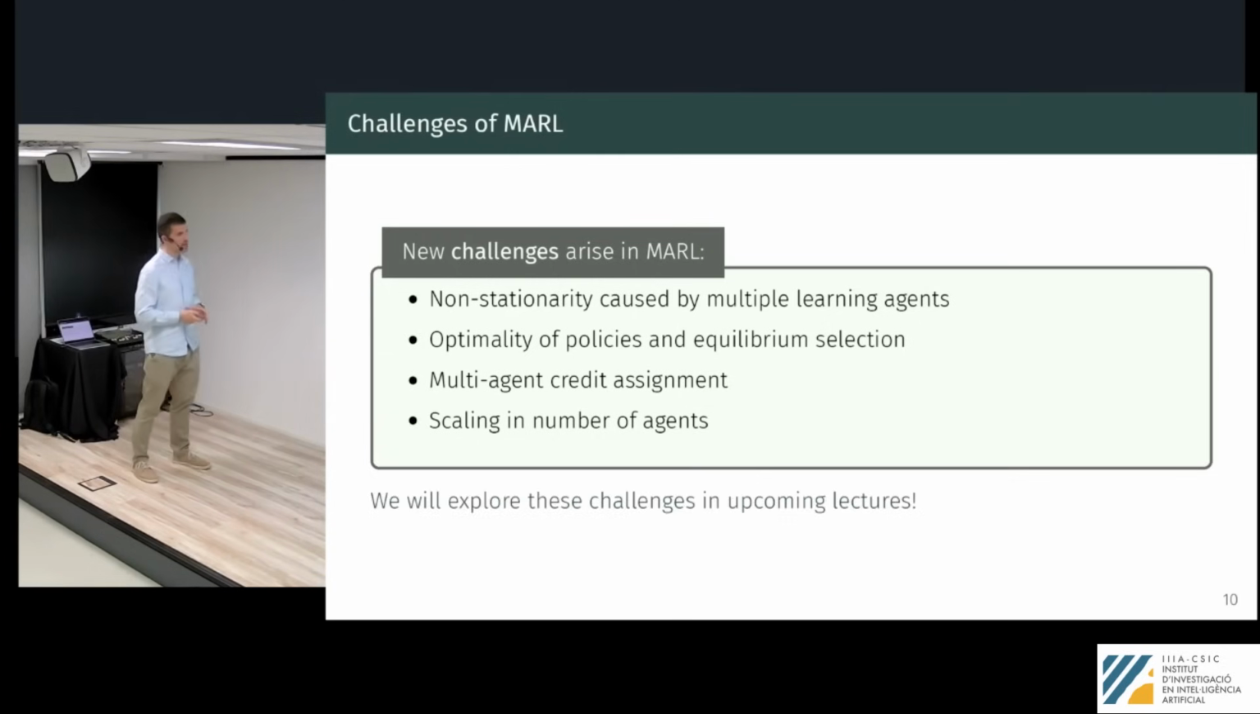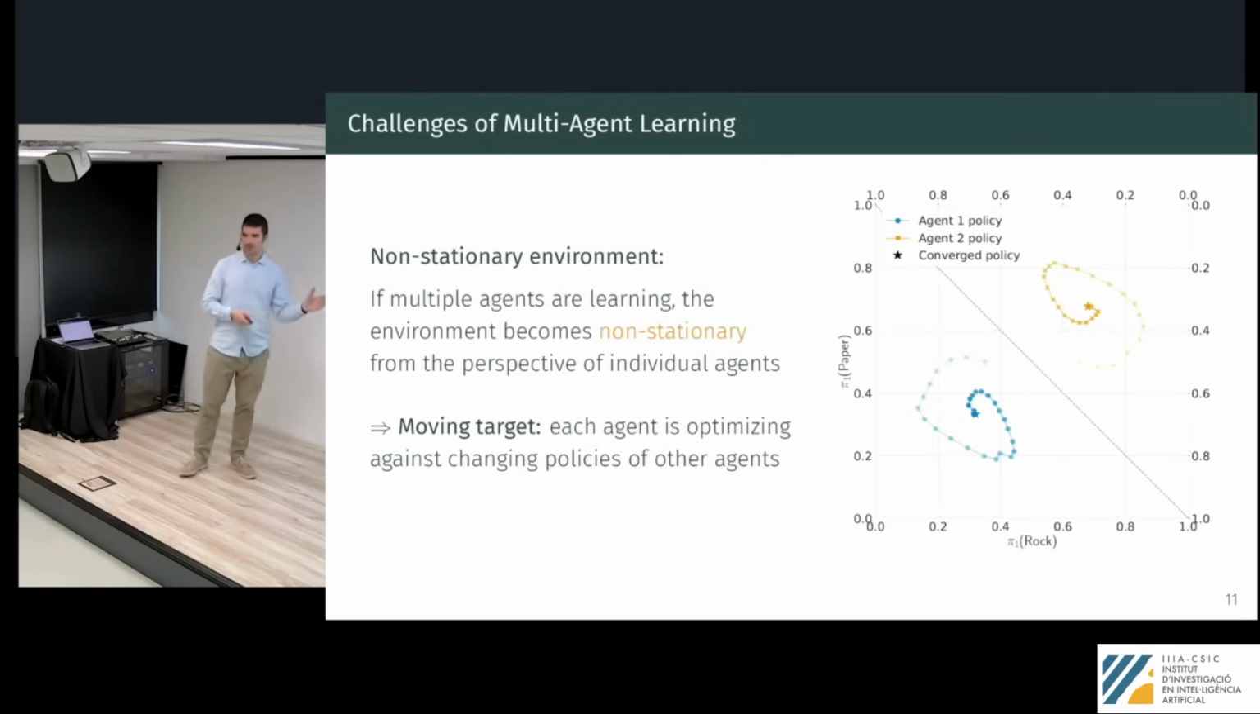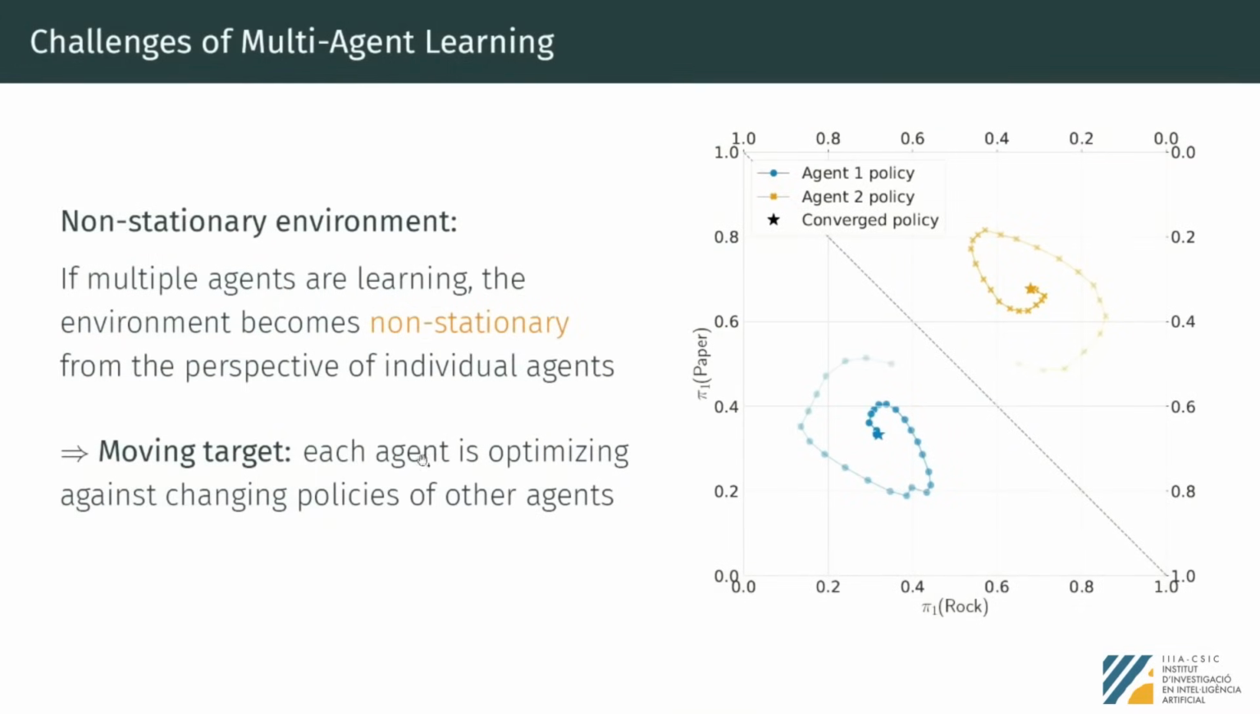These things are explored in the book, and we also explore them more in the upcoming lectures. I want to visit 2 of them in a little bit more detail. The first one is the non-stationarity problem that I showed you earlier. Multiple agents are learning, the environment becomes non-stationary from the perspective of individual agents, and that means we have this moving target problem. Every agent is optimizing against the changing policies of the other agents.